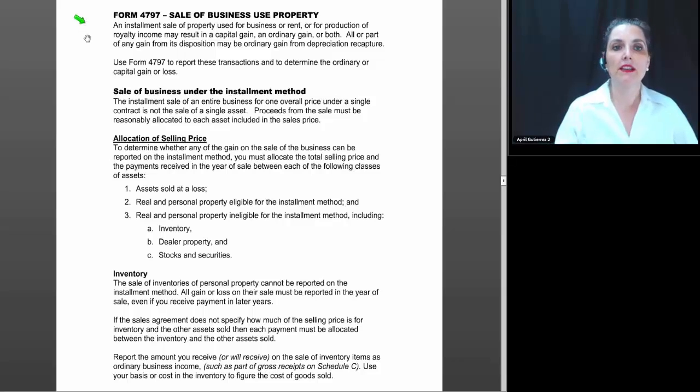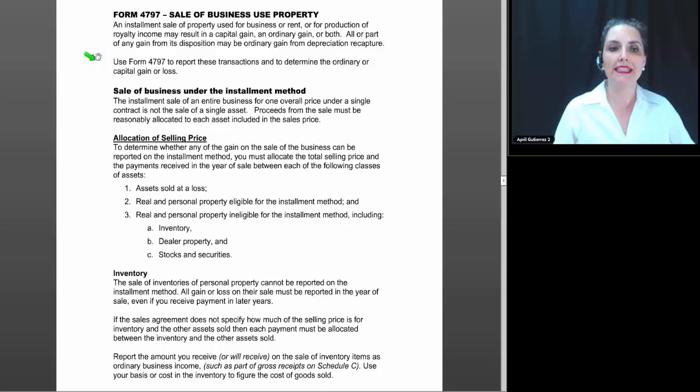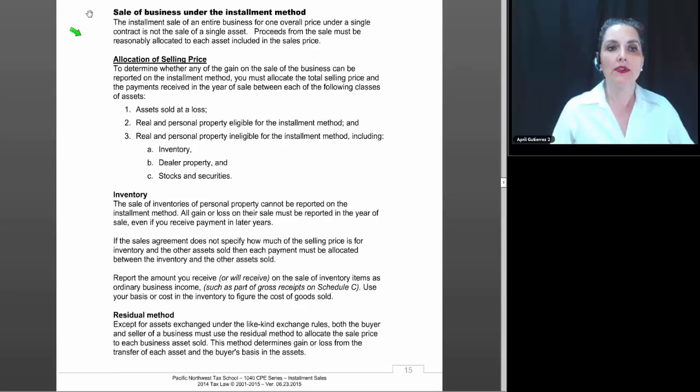An installment sale of property used for business or rent or for production of royalty income may result in a capital gain, an ordinary gain, or both. All or part of any gain from its disposition may be ordinary gain from depreciation recapture as well. And you're going to use Form 4797 to report these transactions and to determine the ordinary or capital gain or loss. Let's look first at the sale of business under the installment method.